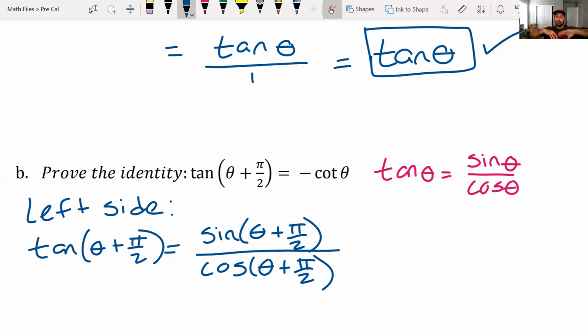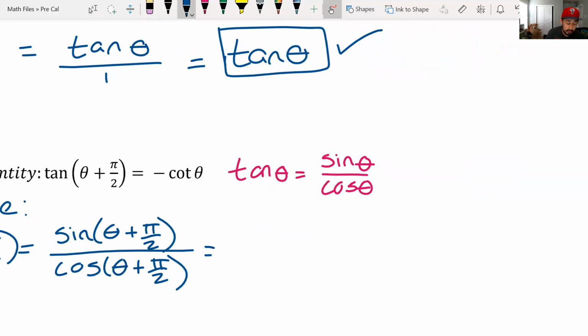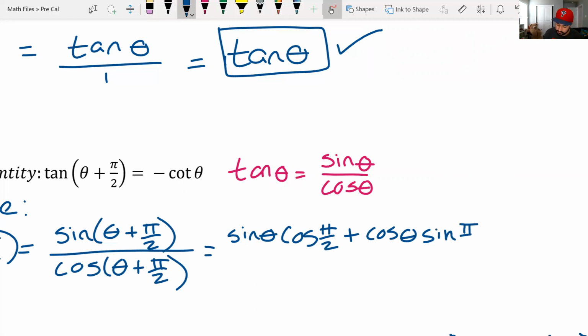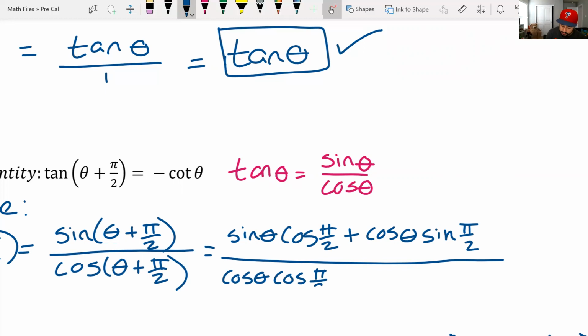Now, we expand the numerator and the denominator by the sum formulas we learned today for sine and cosine. So we get sine theta cosine of pi over 2 plus cosine theta sine of pi over 2 over cosine theta cosine pi over 2 minus sine theta sine pi over 2. So now we have expanded it.